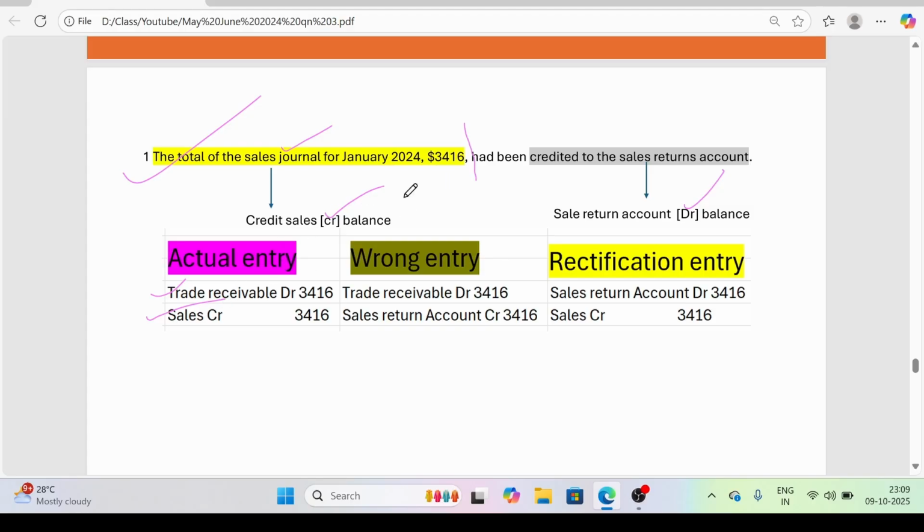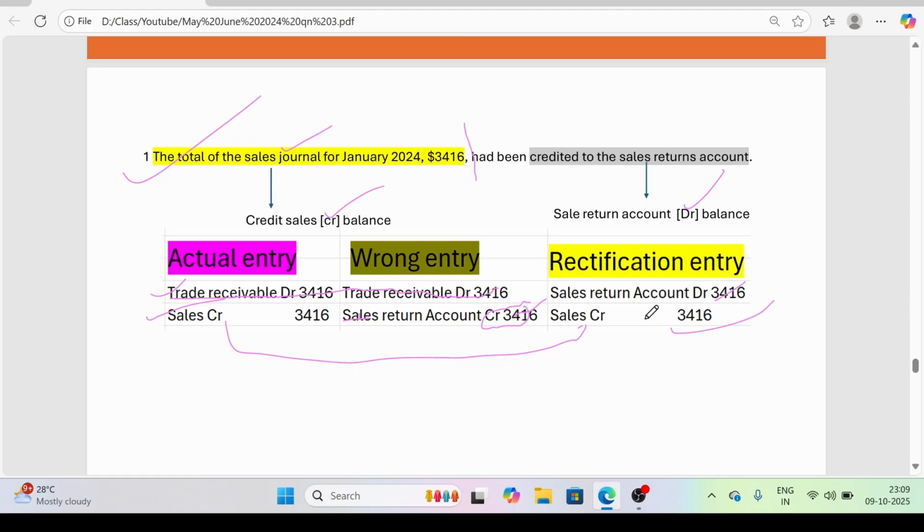Then what happened next? The amount 3,416, wrong entry, has been credited to the sales return account. See here, credited to the sales return account. Trade receivable no changes. Just cut that. So the error mainly they did in the credit side. Write the opposite entry. Sales return account debit, then the main account sales gets the same place. So your rectification entry will be sales return account is debit, sales account is credit.